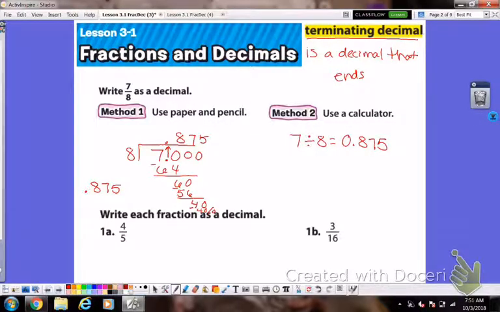So we check out down here a couple more examples. If we write each fraction as a decimal, I'm assuming that you guys will be using your calculators for the most part. So if we just type in 4 divided by 5, we get 0.8. And 3 divided by 16, for 3/16, to get 0.1875. Alright, so that's working with terminating decimals. Again, that terminating decimal is a decimal that ends.